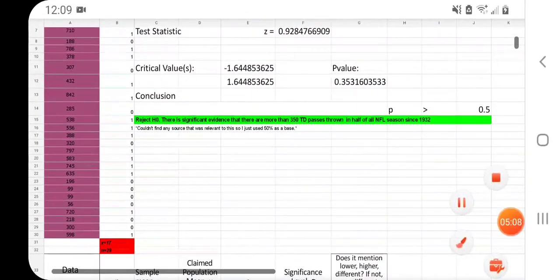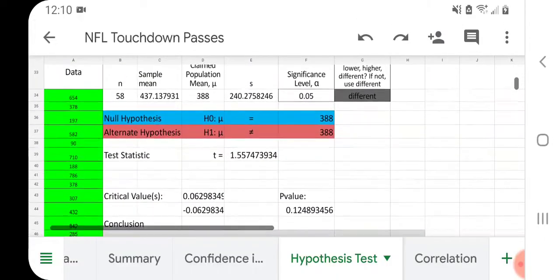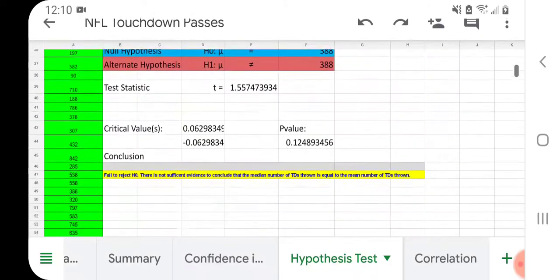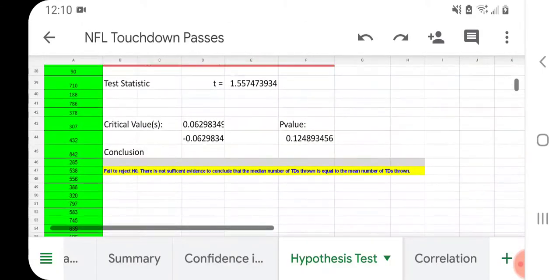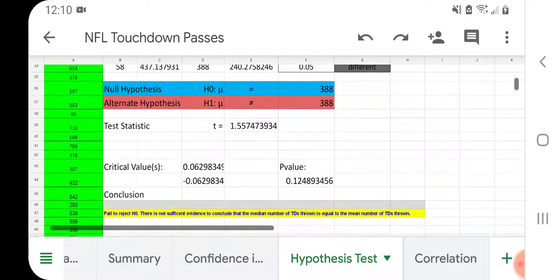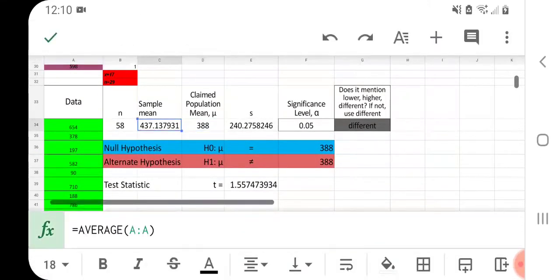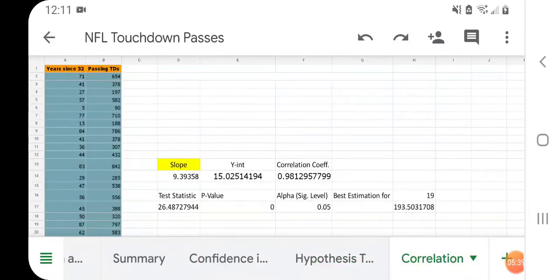And then I did another hypothesis test as well, saying that the mean was equal to the median, as you can see here, and there was not sufficient evidence to conclude the median number of touchdowns was equal to the mean number of touchdowns. You can see right there. And here's the last slide.